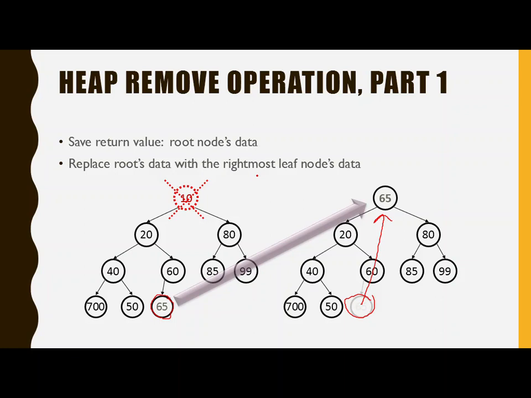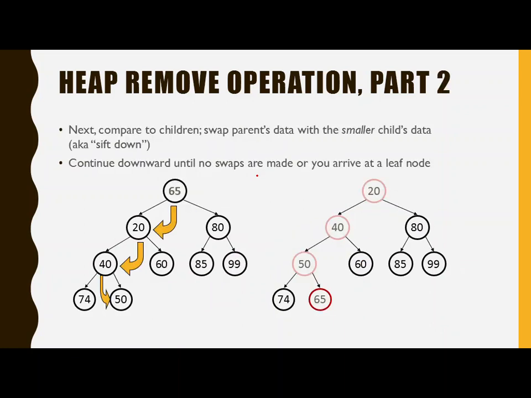Then what do we have to do? We do the opposite of what we did with an add, and that is we're going to do a sift down operation. How do we do that? We look at the two children. We pick the smaller of them, right? This is a min heap. We pick the smaller of the two children.